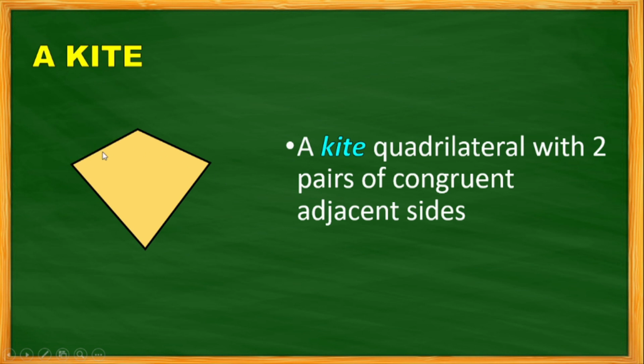So this one is a pair of adjacent sides and this one is a pair of adjacent sides. So that would be a kite.